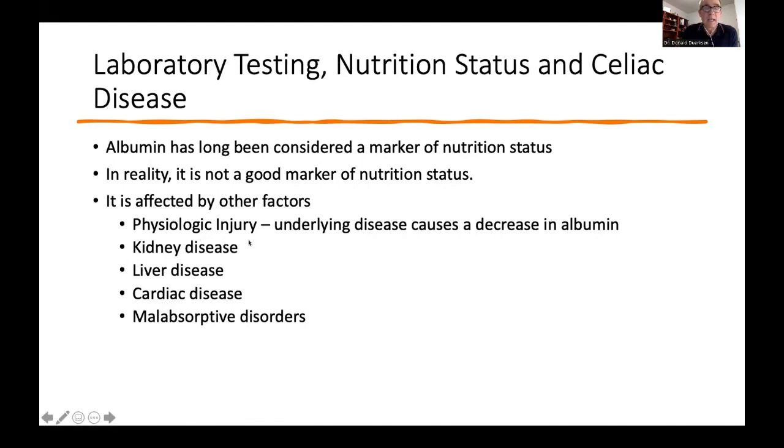So if people have an inflammatory disease, things like Crohn's disease, colitis, pancreatitis, they're admitted to hospital, their albumin decreases significantly. Other conditions affect the albumin levels, such as kidney disease, liver disease, heart disease, malabsorptive disorder. So there's a lot of factors that affect it. Just to, again, show that in fact, it doesn't really seem to be a marker in celiac disease.